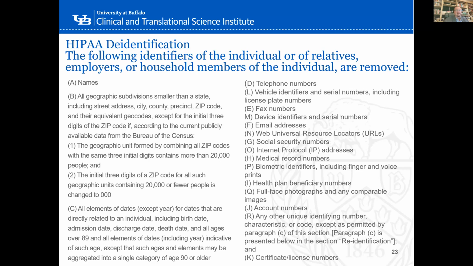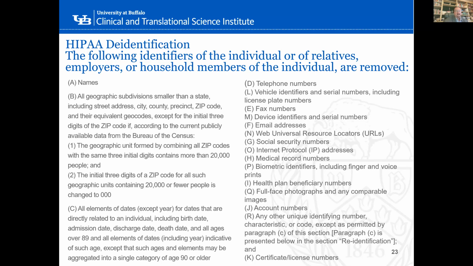The three-digit zip for all such geographic units containing 20,000 or fewer people is changed to 000. All elements of dates except year need to be gone. Of course, this hobbles a lot of research and can't be done, and so we'll talk a little bit about limited data sets as well.